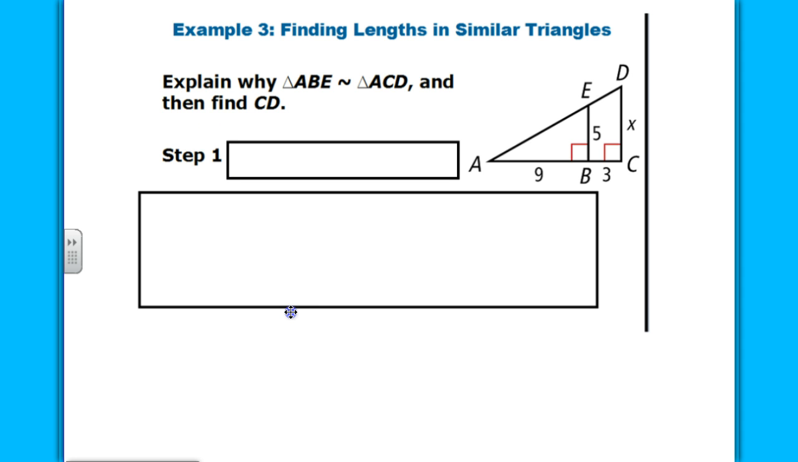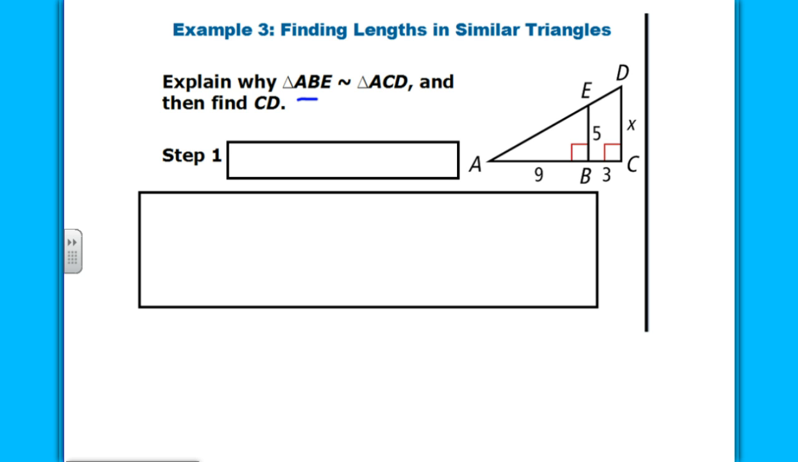Okay, how about if we use this to find a missing length? So we know that triangle ABE is similar to triangle ACD. So find CD. Okay, tell us what we need to do. A proportion. It should be 9 over 12. Okay, so you're saying 9 over 12. How'd you get that?